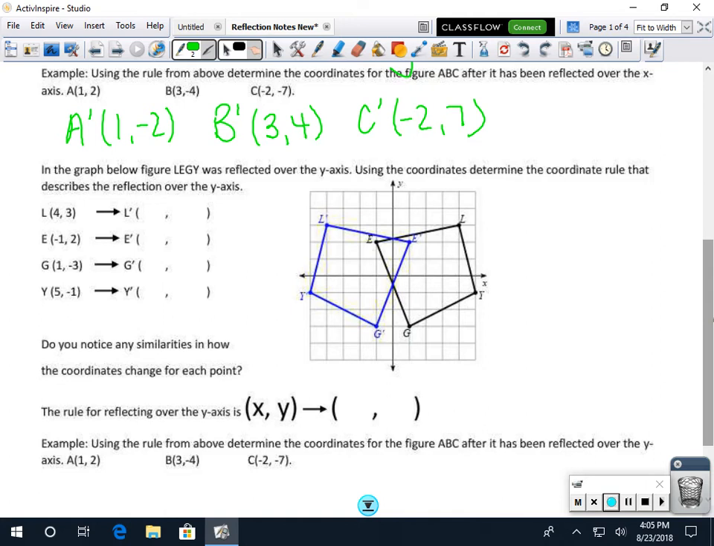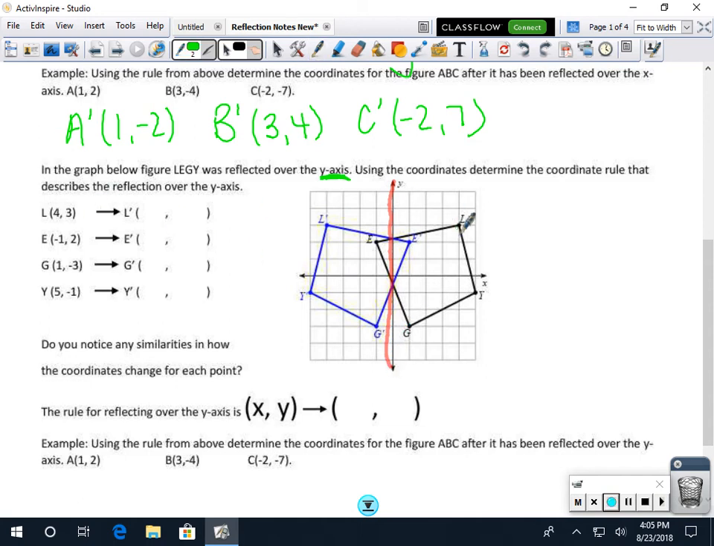We can figure out the rule for reflecting over the y-axis the same way. In the graph below, figure LEGY was reflected over the y-axis. Using the coordinates, determine the coordinate rule that describes the reflection over the y-axis. So this time we're reflecting over the y-axis.